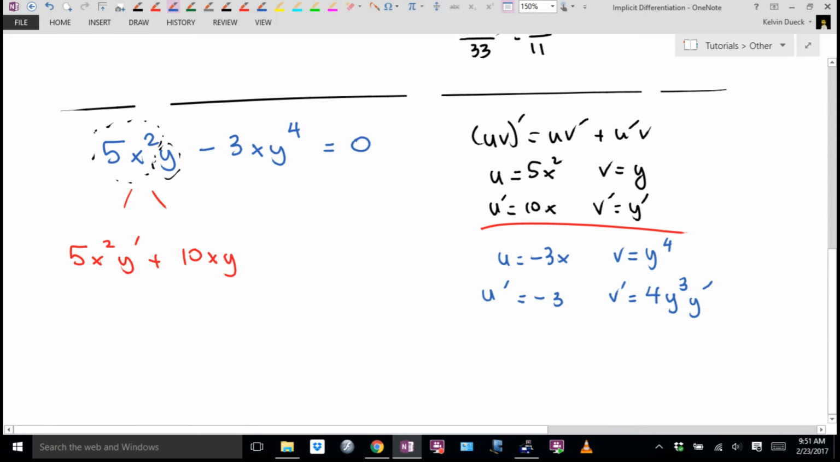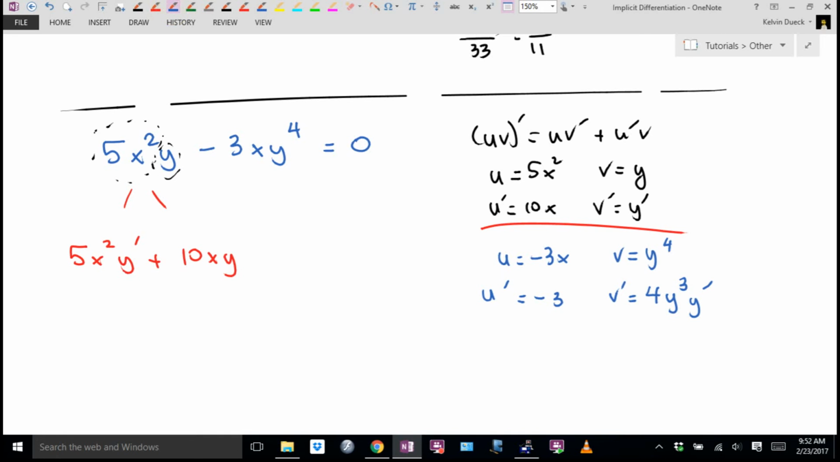It's the chain rule writ large. Move it down, rewrite it, subtract 1, times the derivative of what's inside. There it is. This is the chain rule. Okay? Put your pencil down.